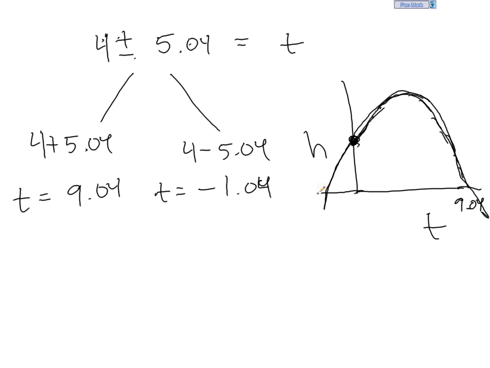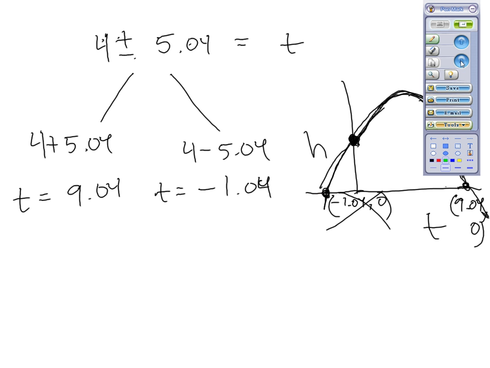So somewhere over here at this point, negative 1.04, we also encounter an output of 0. At 9.04, we encounter an output of 0. So we actually have two places where the output is 0. However, this one doesn't really make sense because the missile was projected from here, but the function mathematically goes on in both directions. So that's why we get two places where that occurs.